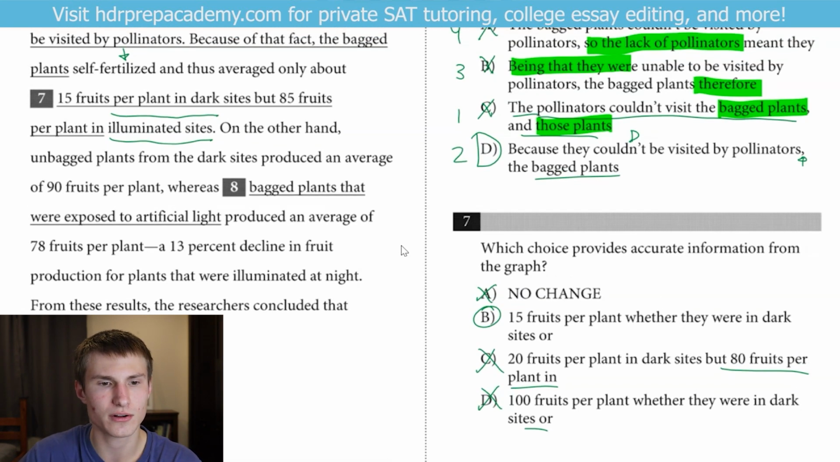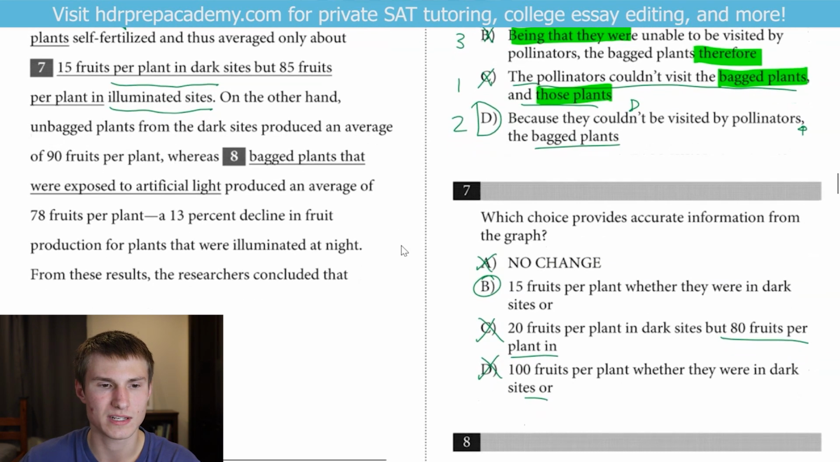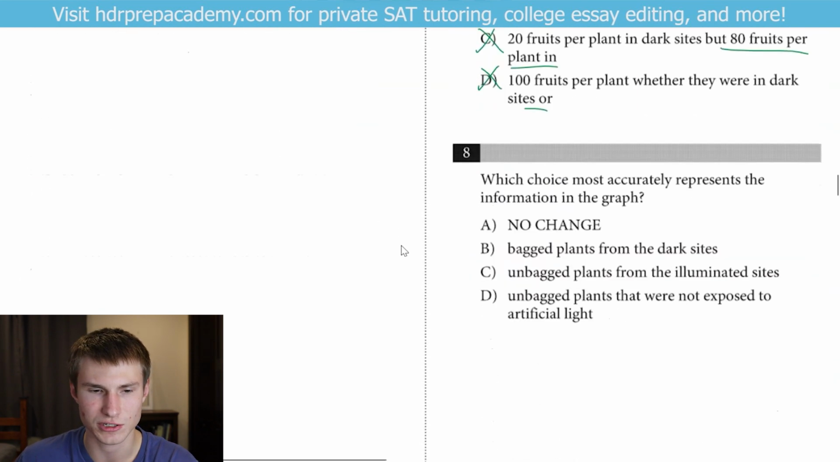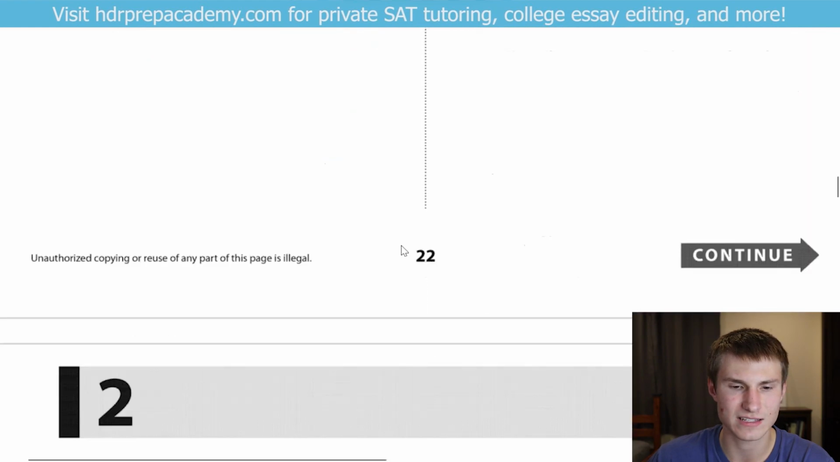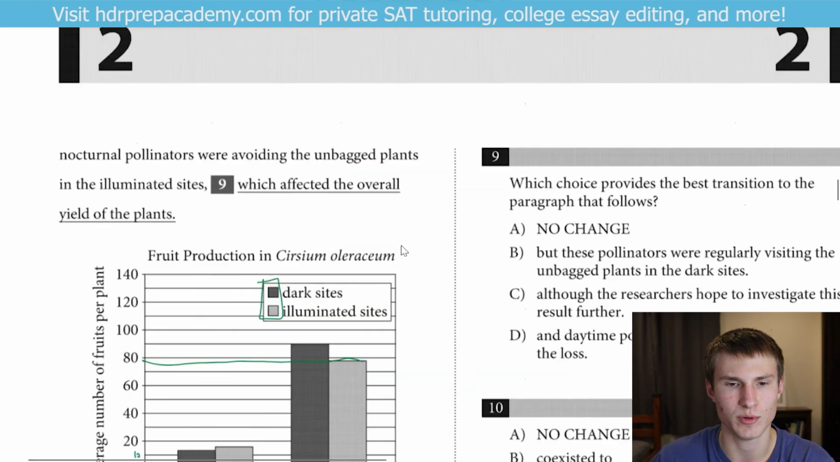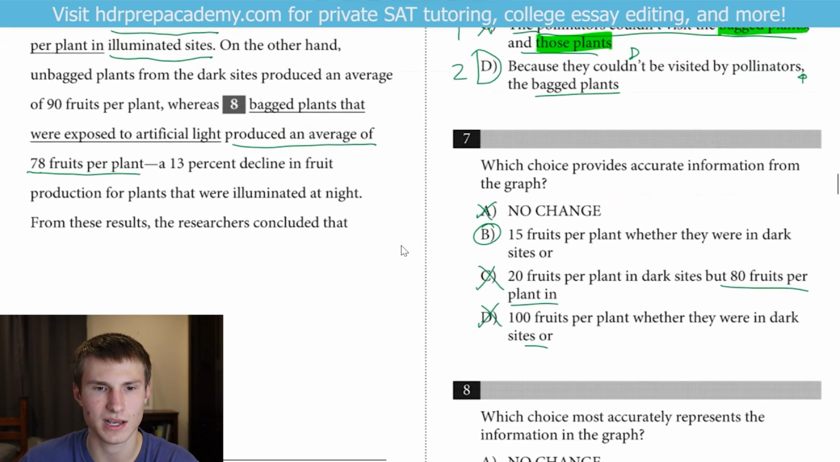Looking at number 8 now, on the other hand, unbagged plants from the dark sites produced an average of 90 fruits per plant, whereas bagged plants that were exposed to artificial light produced an average of 78. So we need to find what ultimate category produced 78 fruits per plant there, right? It says which choice accurately represents information in the graph. So we got to find which one has 78. Okay, so we see 78 is going to be this one right here, right? If we draw this line over, we see that's about 78. So that's unbagged plants that are illuminated. Okay, so we need to show an answer choice that has that.